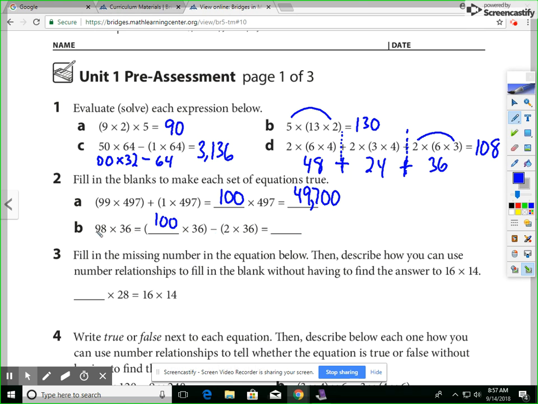So 98 times 36, difficult problem to do, but you might just do 3,600 minus, if we double 36, that's 72. So you have 3,600, take away 72. 3,600 minus 70 is 3,530. That's taking away just 70, and then we take away 2 more. You're at 3,528. Let's clean that up so we can see everything.